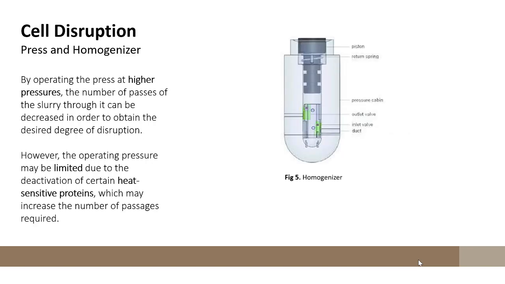By operating the press at higher pressures, the number of passes of the slurry through it can be decreased in order to obtain the desired degree of disruption. However, the operating pressure may be limited due to the activation of certain heat-sensitive proteins, which may increase the number of passages required.